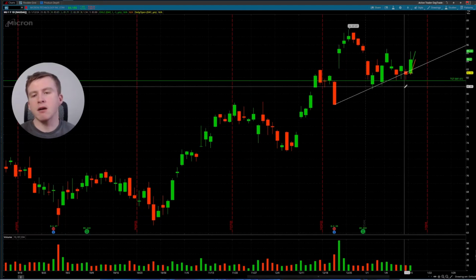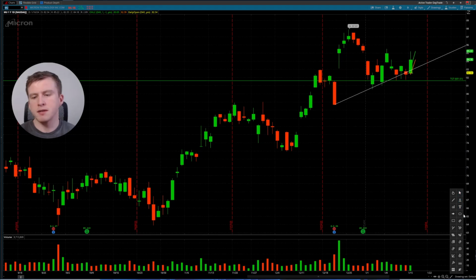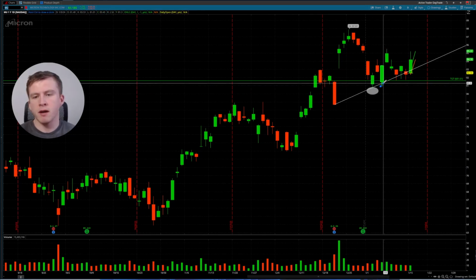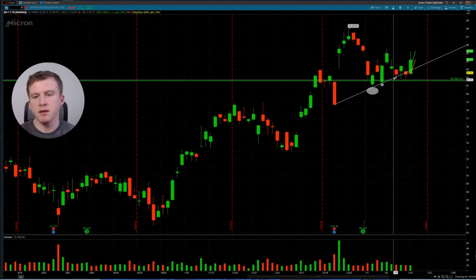What about this higher low right here? So if we're counting higher lows on MU, you have a low right here, you have a pivot low or a candle low right here, which is higher than this one.